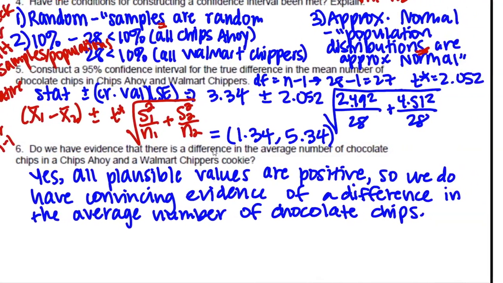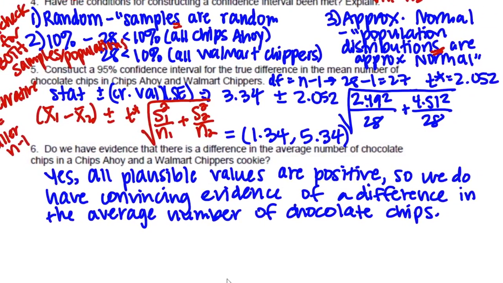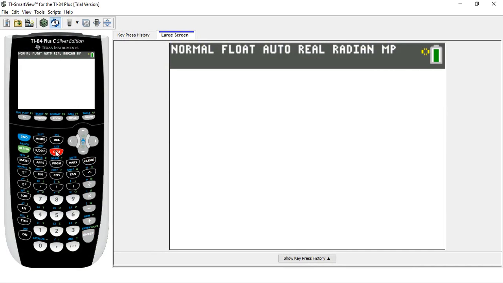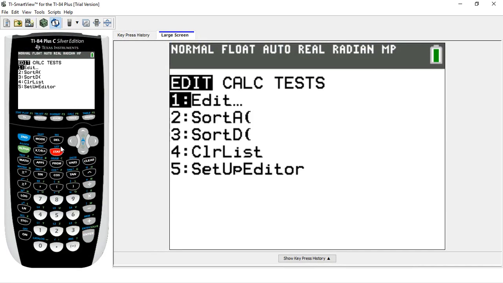Now, I do want to show you guys something in the calculator at this point. We haven't used the calculator to do any of these yet, but this is a good time to show you because your homework might include some of these other TFs. So I want everyone to get out your calculator and hit stat and go over to tests.